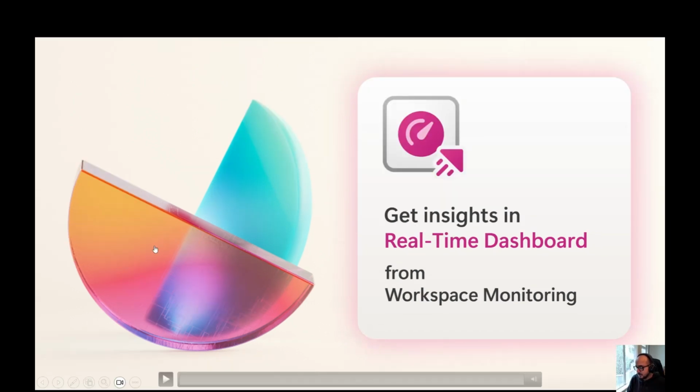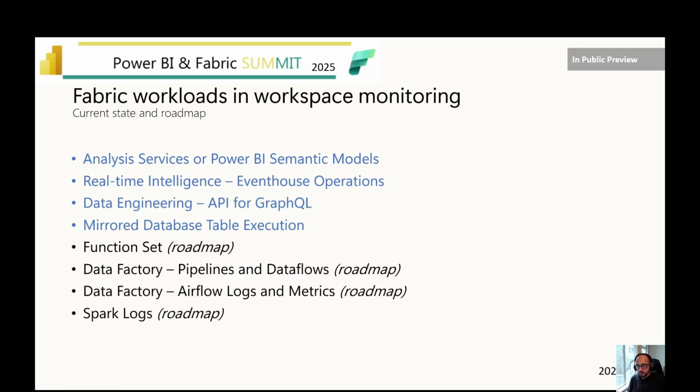All right, so what's next? In terms of workload support, we currently support semantic model, real-time intelligence, event house operations for understanding ingestion delays and metrics overall, data engineering, API for GraphQL, and mirrored database table execution. More workloads will continue to get onboarded into this feature, including some of the ones that I've heard from customers before, including Data Factory pipeline logs, Airflow logs, Spark logs, etc. Our plan is to support all Fabric workloads, as we incrementally add capabilities to this feature.